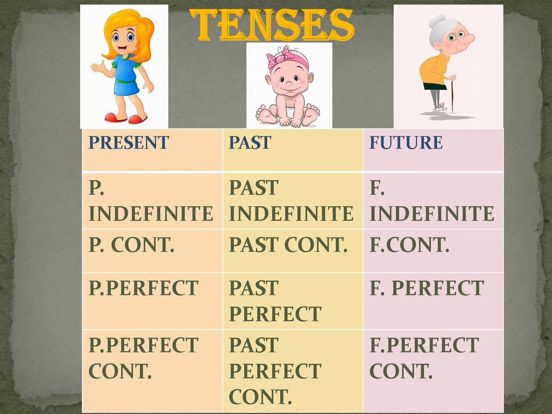Present tense is divided into 4 categories: present indefinite, present continuous, present perfect, present perfect continuous. Past tense: past indefinite, past continuous, past perfect, past perfect continuous. Future tense: future indefinite, future continuous, future perfect, future perfect continuous.